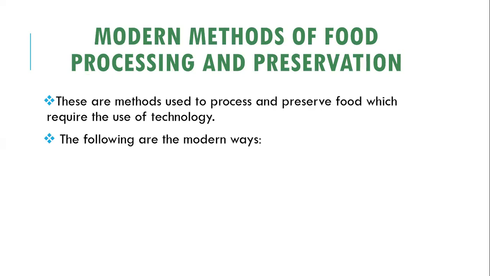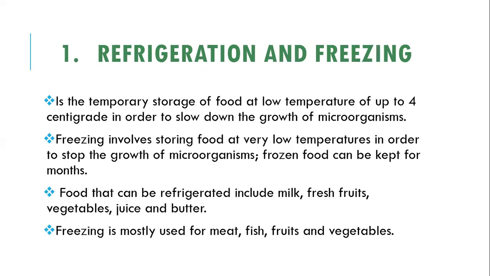These modern methods are the methods used to process and preserve food which require the use of technology. Technology is widely used in this kind of food processing and preservation. So therefore, here are some of these modern ways. The first one is refrigeration and freezing. Refrigeration is the temporary storage of food at low temperatures of up to 4 degrees centigrade, in order to slow down the growth of microorganisms.